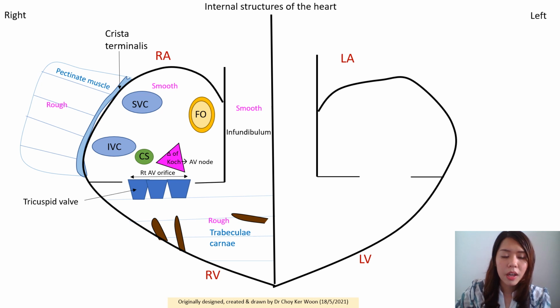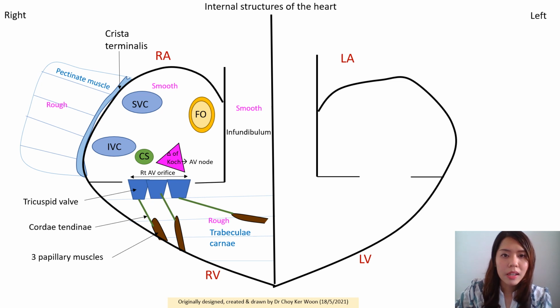Next, in the right ventricle, we also have 3 papillary muscles: the anterior papillary muscle, the posterior papillary muscle, and the one located at the septal wall, which we call the septal papillary muscle. Then there are very string-like structures connecting the papillary muscles to the valve. These string-like structures are called the chordae tendineae.